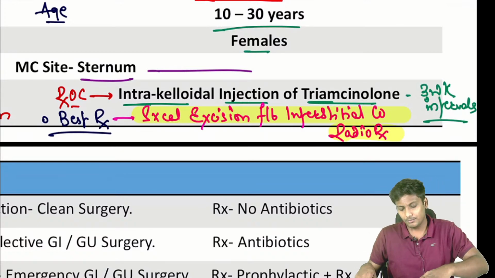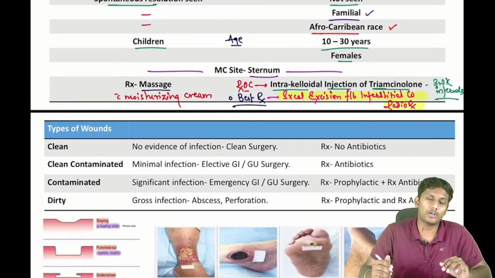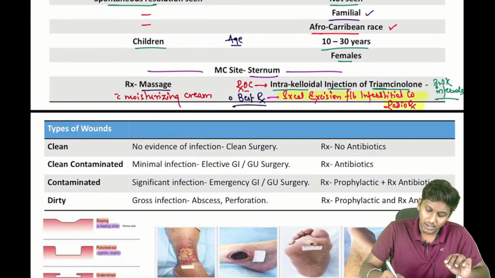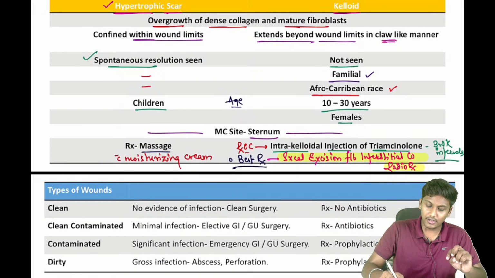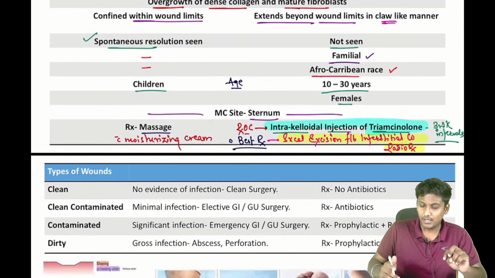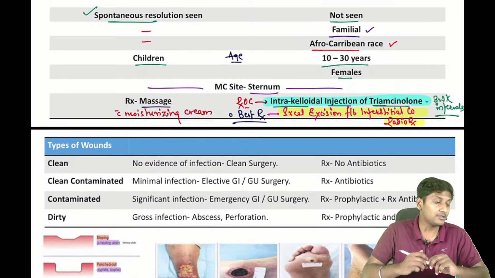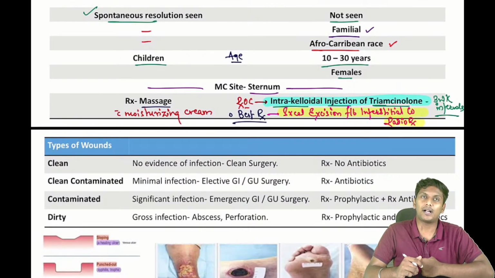ठीक है, so that is important. The best treatment is surgical excision followed by interstitial cobalt radiotherapy. No issues with this, anybody? That is important to be remembered. This intrakeloidal injection wala question has been asked multiple number of times. Okay, but apart from that, please remember, if they ask you the best treatment, it is not the intrakeloidal injection of triamcinolone. It is definitely surgical excision followed by interstitial cobalt radiotherapy.